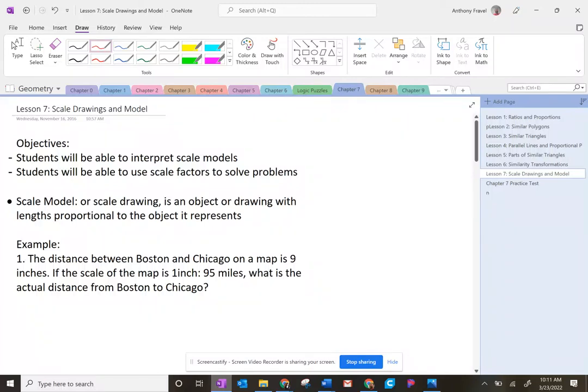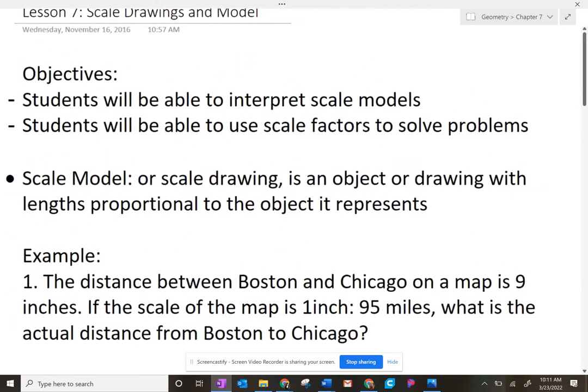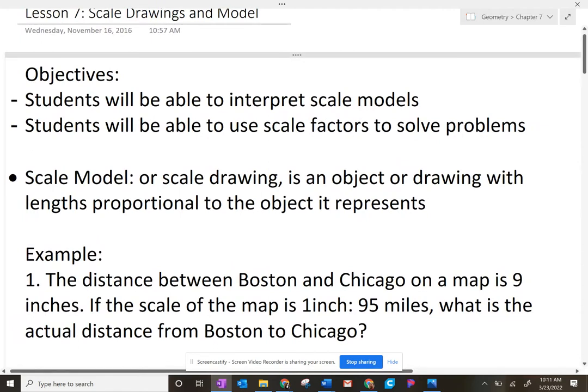All right, so lesson 7, we're going to do scale drawings and models. That's what we're working on today. So the two things we'll do, the first one will be to actually interpret scale models. So you will have a scale model that will be in the book. You'll be using a ruler to measure it, and then being able to compare the actual distances on that scale model. And the other one we're going to do is going to be scale factors, where you're just going to be getting some numbers, cross multiply, and you'll be able to figure that stuff out.